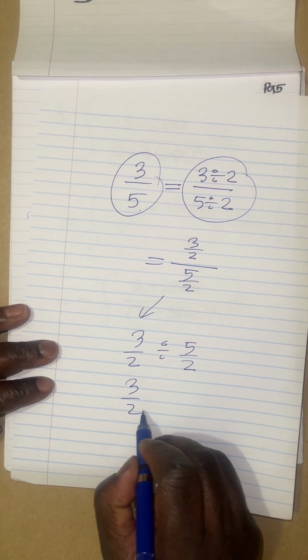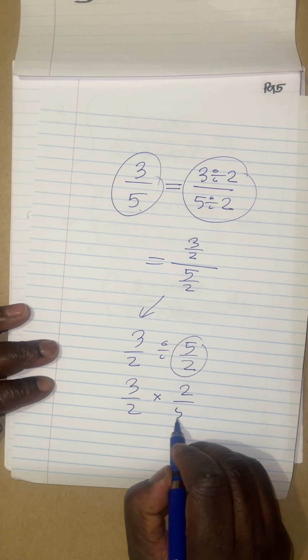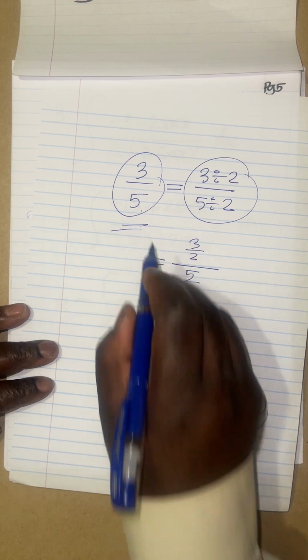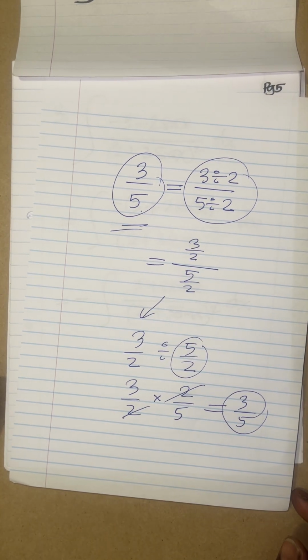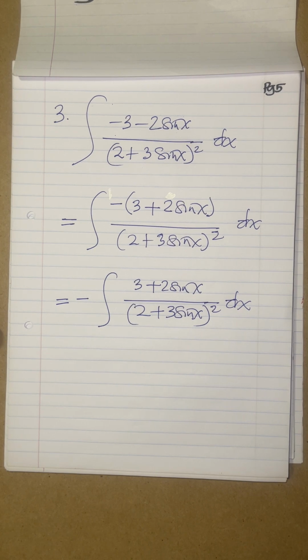Remember, 3 over 2 times, this has to be reciprocated, 2 over 5. These cancel. Where are you at? 3 over 5. You end up at the same fraction.